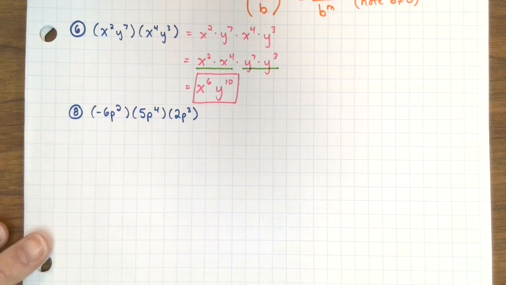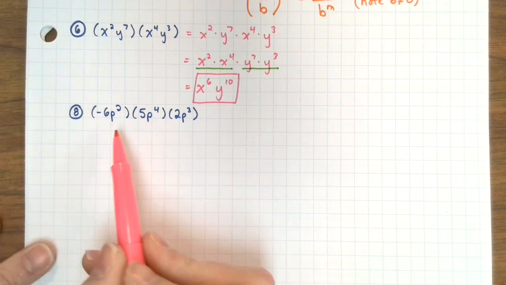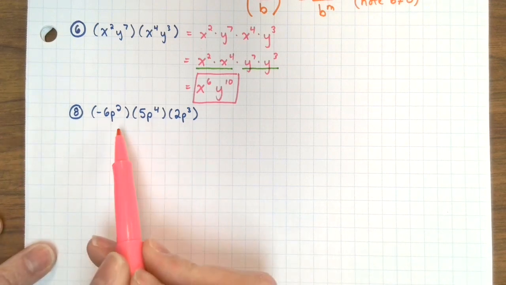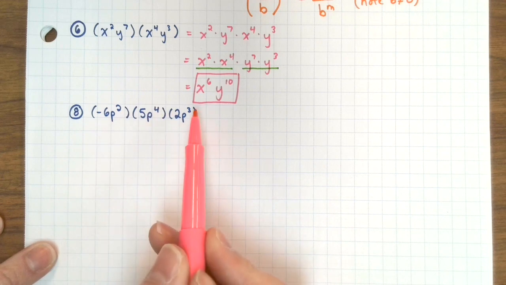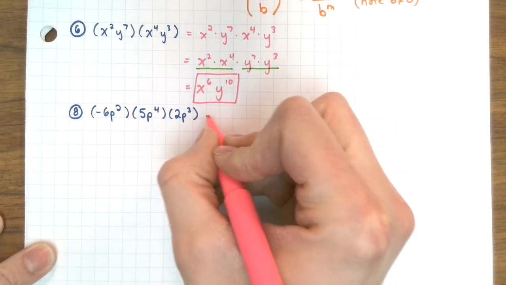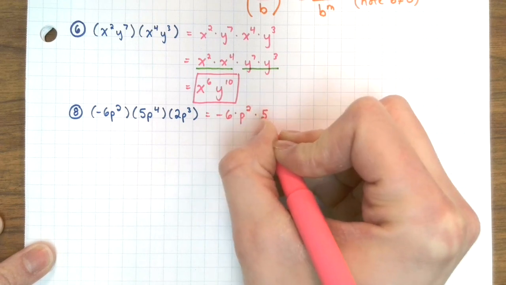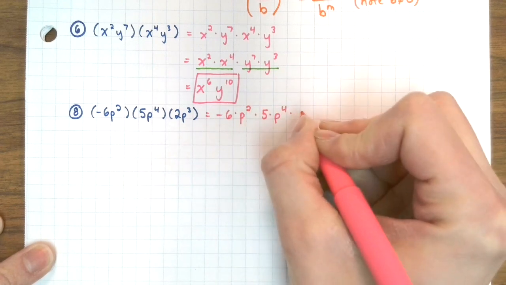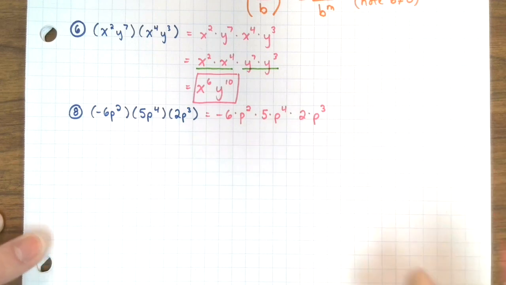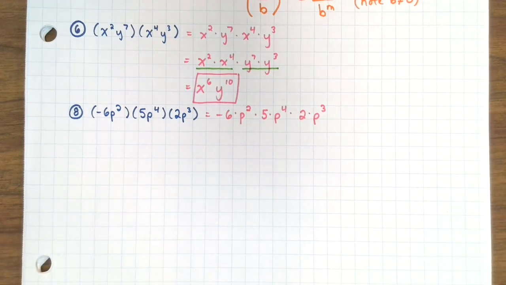So with this problem, just like the last one, I would take the time to rewrite this without the parentheses because, again, they're not needed since everything is technically being multiplied together. So we can rewrite this as -6 times p squared times 5 times p to the fourth times 2 times p to the third. So essentially we're just expanding it. Just like the previous problem, and when you do this on your own, you don't have to necessarily do this next step, but for the sake of the notes, we're going to take the time to rewrite this so that all the like factors are near each other.